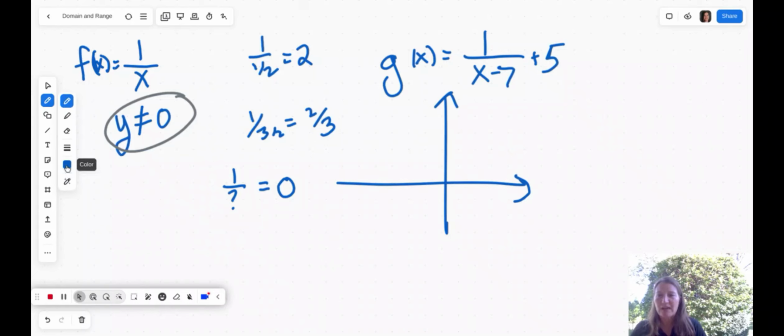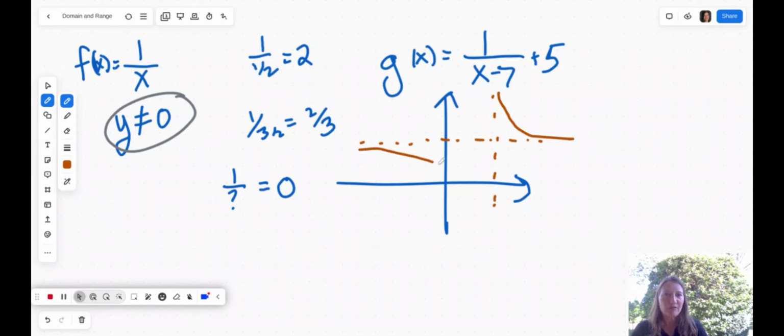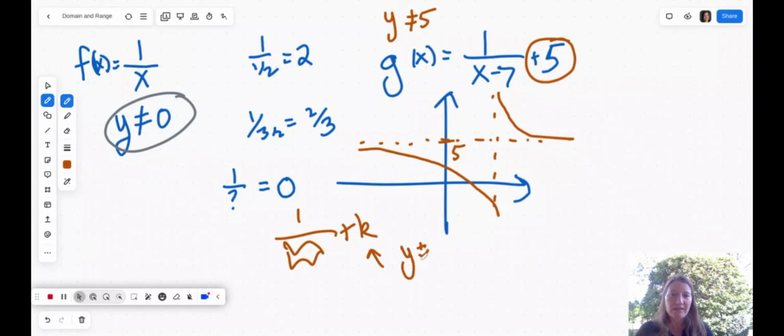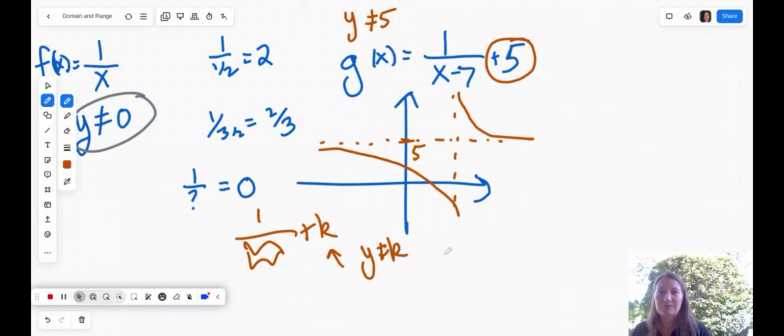That plus 5 is going to act as a vertical shift on my function. This one also has a horizontal shift because of that minus 7. But here's my 1 over x kind of graph now, and you can see that when I shine my light, what g of x can't equal, what y can't equal, has now been moved up to 5. So in rational land, what you care about is what's on the outside. If I have 1 over whatever plus some number k, y can't equal k, and that is my range.